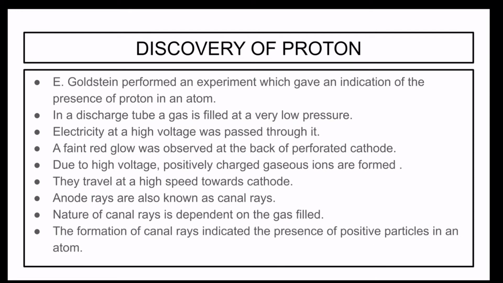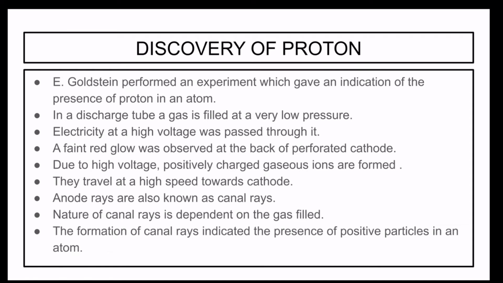In the discharge tube, gas is filled at very low pressure. Electricity at high voltage was passed. A faint red glow was observed at the back of the perforated cathode, and it was concluded that the anode rays are formed by fast-moving, positively charged gaseous ions, from which the electrons have been knocked out. They travel at high speed towards the cathode.